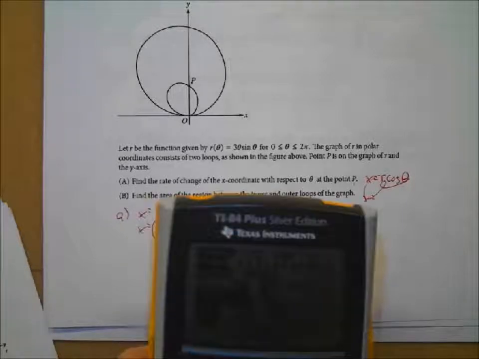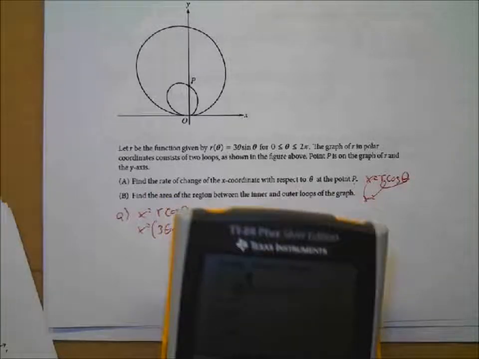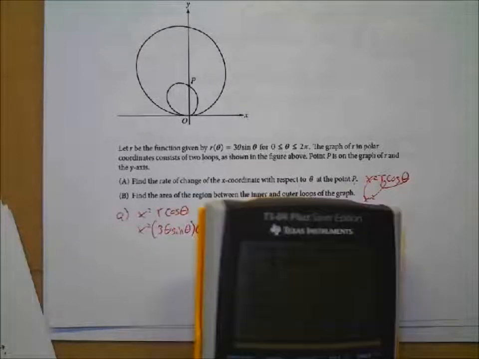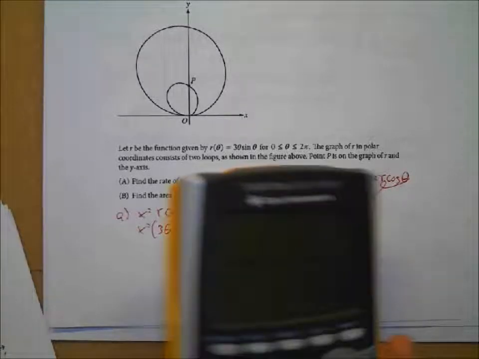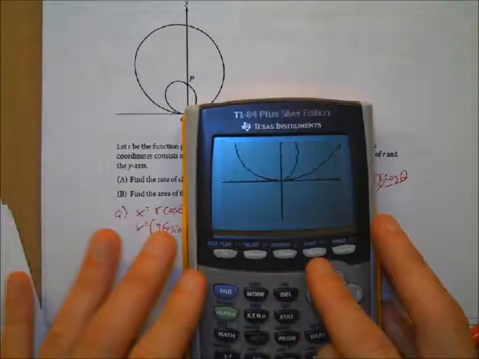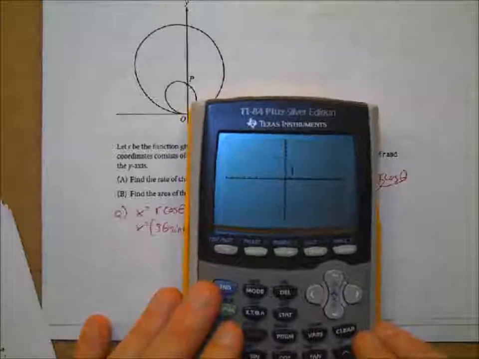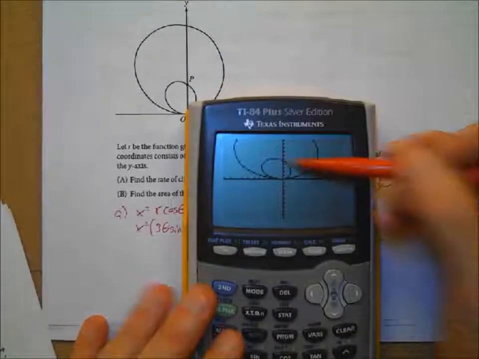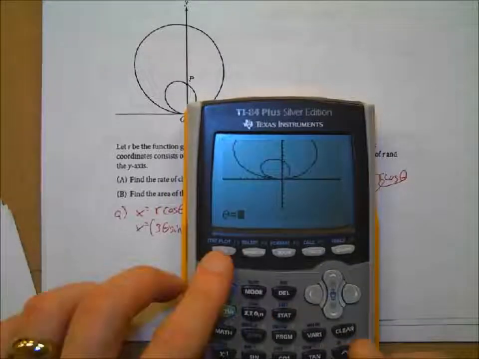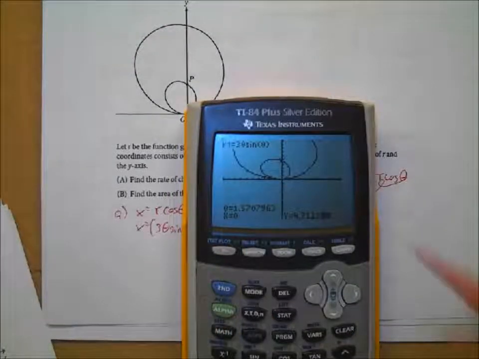So 3 theta sine theta. Graph it. Zoom 6 is what I want. Okay, so that's P right there. So if I do second trace, I can type in value, and I'm just going to guess pi over 2 and see if it works. And pi over 2 is the location of that point.